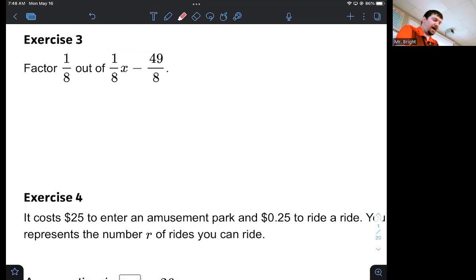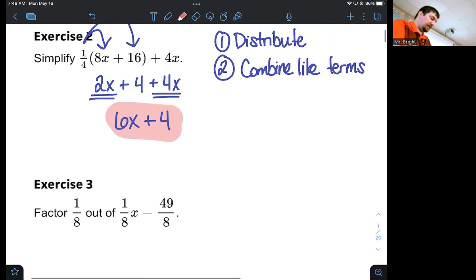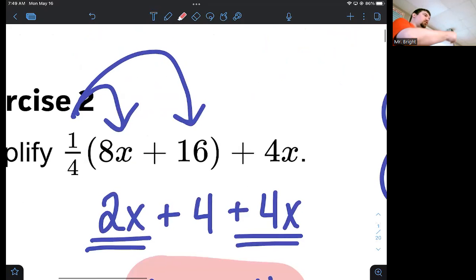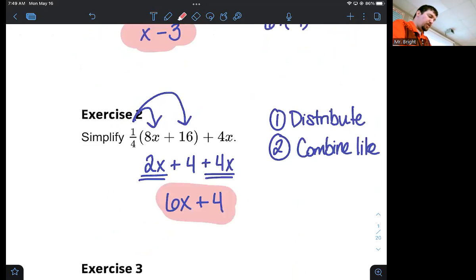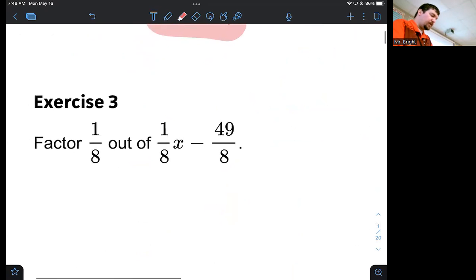Factor 1/8 out of 1/8 x minus 49/8. Now, factoring something out of an expression is the exact opposite of distributing. When we distribute, we take a number that's in front of the parentheses and we multiply it to the ones inside. When you factor something out, you're not going to multiply, but you're going to divide it. Okay, you're going to divide it out.